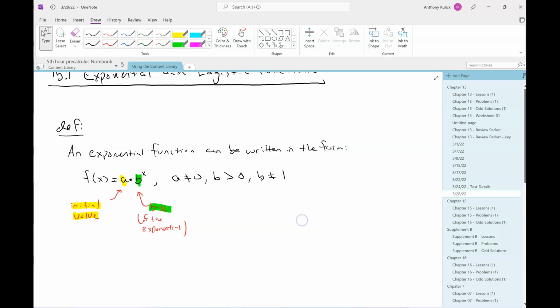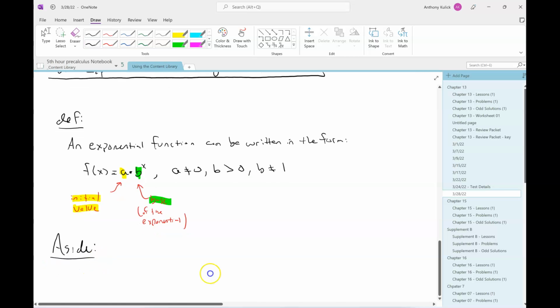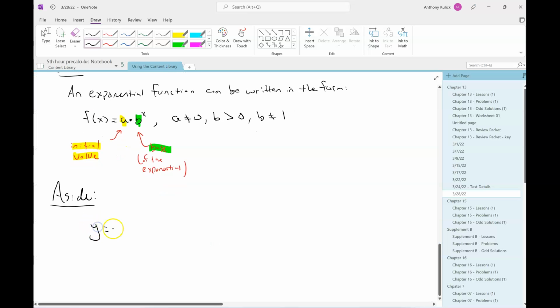So let's just talk for a moment about a side piece. Let's say I have the function y equals 5 times 4 to the x. Can I write that as 20 to the x? No! Definitely not. Why not? Yeah, so you'd be violating the order of operations is what Landon's saying, that we have to worry about that exponent of the x before we can do the multiplication.